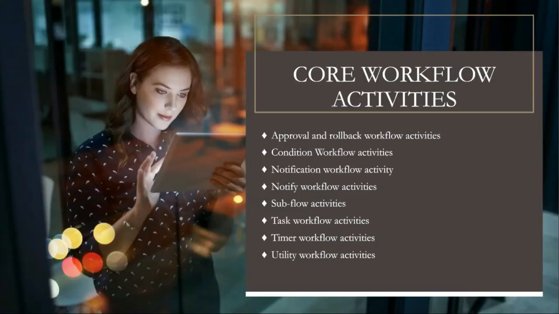So let's move further and see what are the core workflow activities which are used in flow for automation. Approval and rollback workflow activities, condition workflow activities, notification workflow activities, notify workflow activities, subflow activities, task workflow activities, timer workflow activities, utility workflow activities. So these are the core activities that will be used in a workflow to perform certain actions as part of that particular record or table automation on certain conditions.